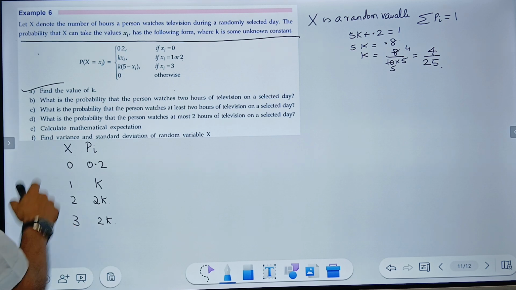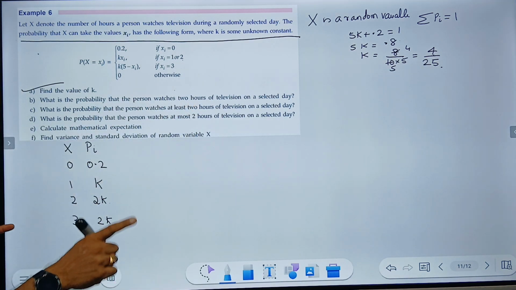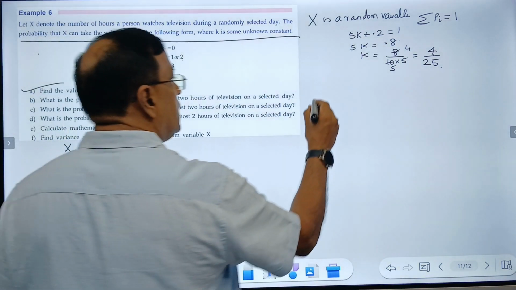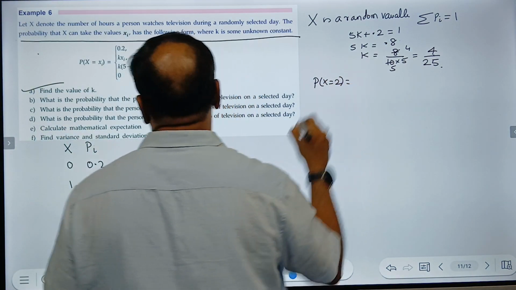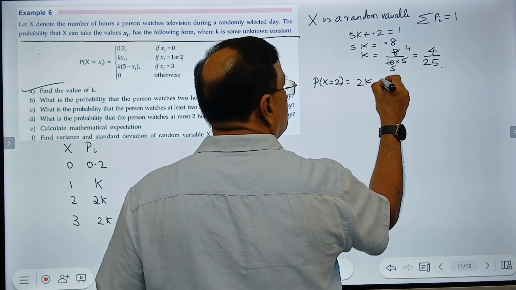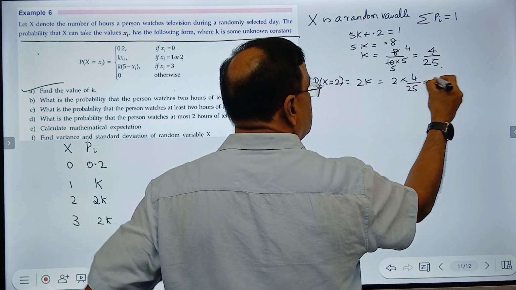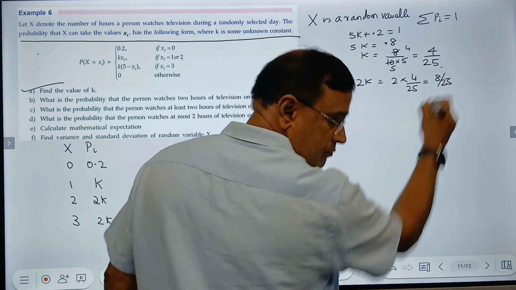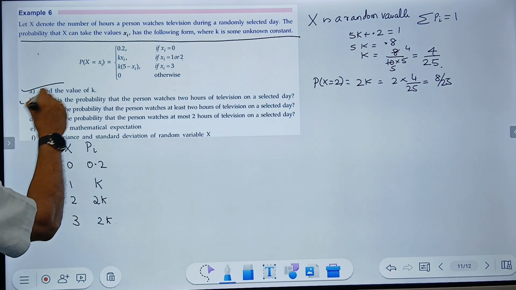So now, what is the probability that the person watches 2 hours? So only 2 hours. So I want to find P of x is equal to 2. This is my second subdivision. P of x is equal to 2 is 2k, which is 2 into, what is k? 4 by 25. So the answer is 8 by 25. Okay, so the second subdivision is completed.